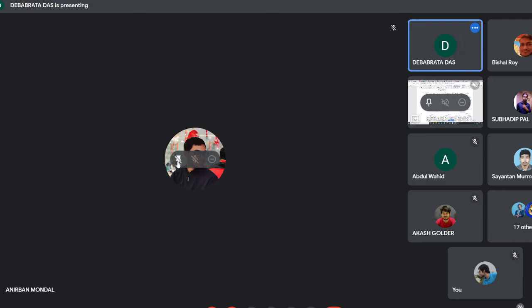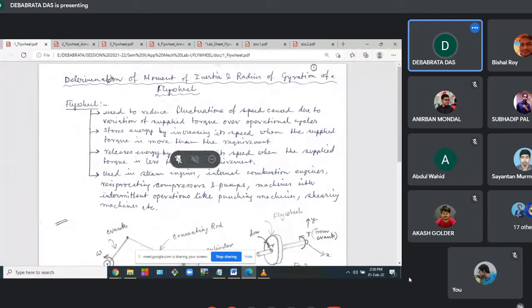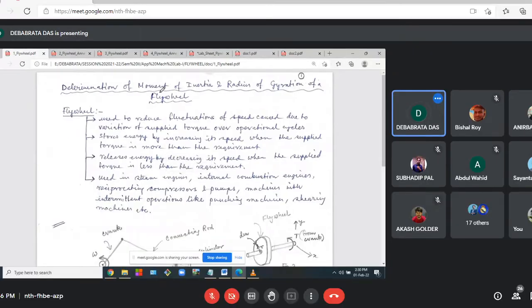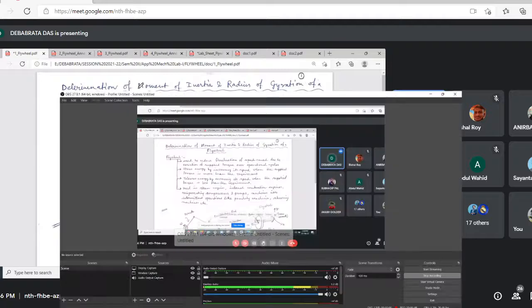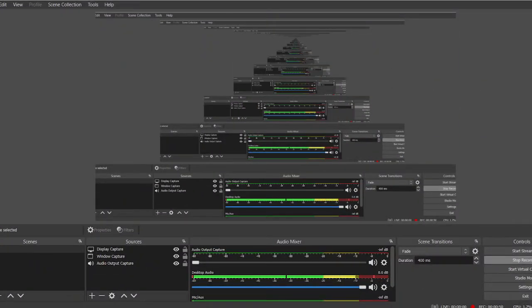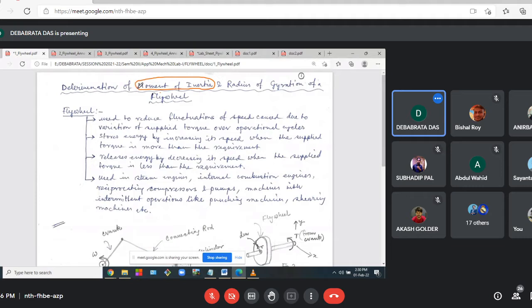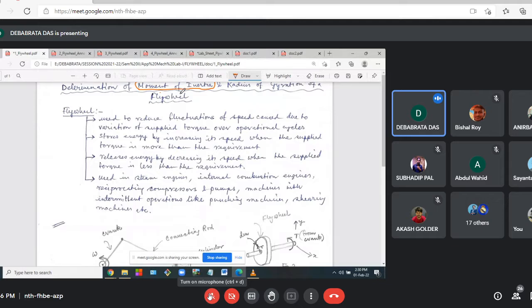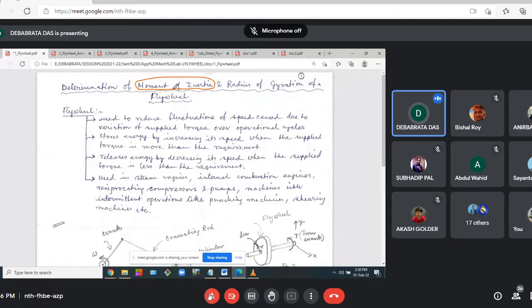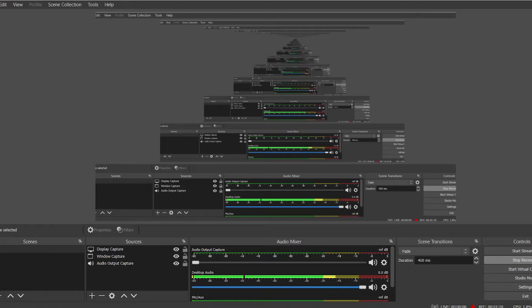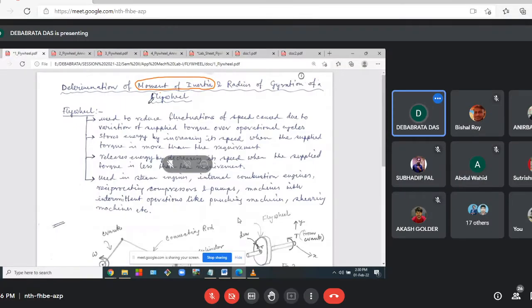Today's experiment number 3: determination of moment of inertia and radius of gyration of a flywheel. When I say moment of inertia, what does it mean? Area or mass? Yes, here we mean mass moment of inertia, not the area moment of inertia that you have studied in engineering mechanics. So, mass moment of inertia and radius of gyration of a flywheel.